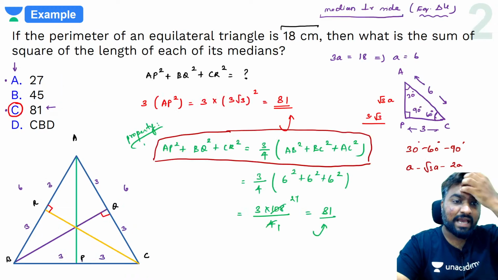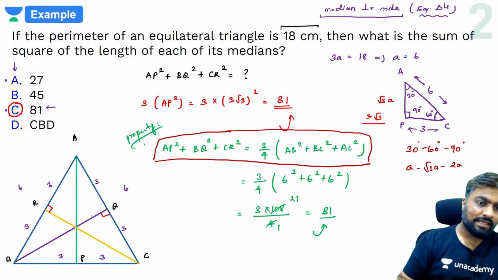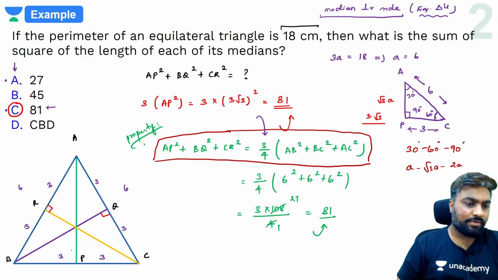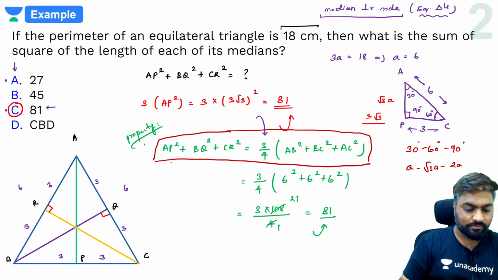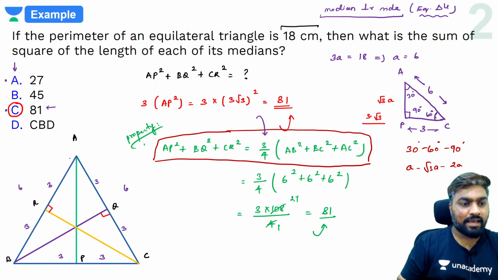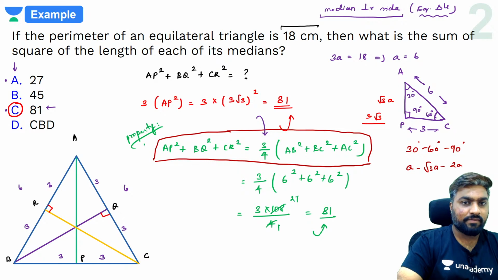How did this 3/4 come? This 3/4 you can again derive with the same concept. Use Pythagoras theorem if you want to, but if it's not an equilateral triangle, then you can find out the length of one median. So this is a property that is true for all triangles, not just for equilateral. Okay?